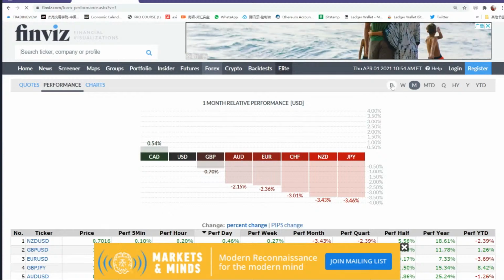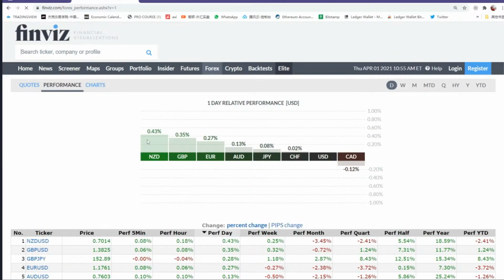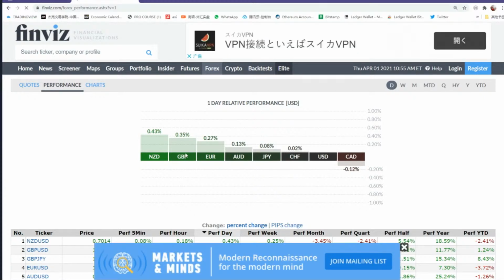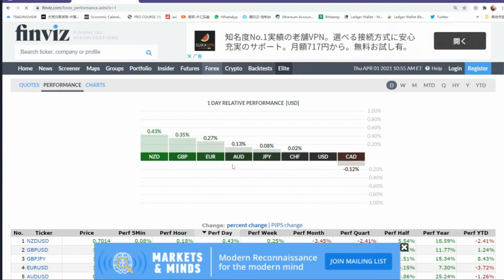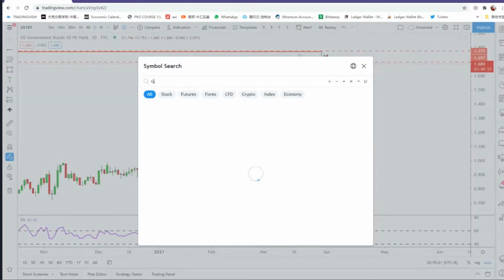But if you check the daily performance, today Kiwi is doing the best job, and the dollar goes back to the second last position. It has some reversal patterns here. But sterling still remains strong. So I think you can still go for sterling Aussie SPY, sterling yen SPY, sterling dollar SPY, and sterling Canadian SPY will be a very good choice. So let's go for sterling Canadian.